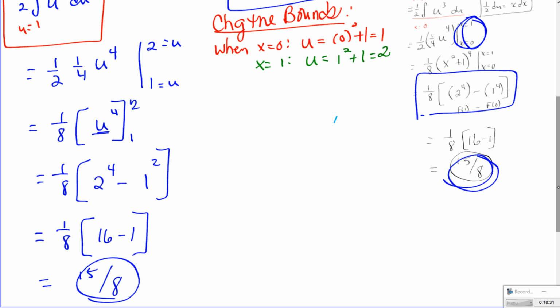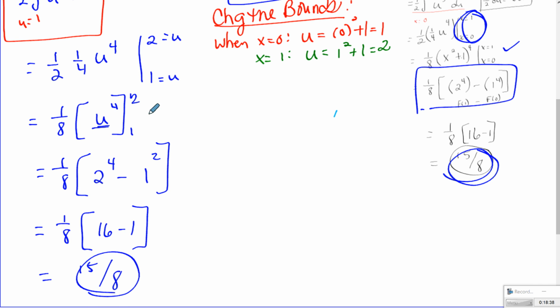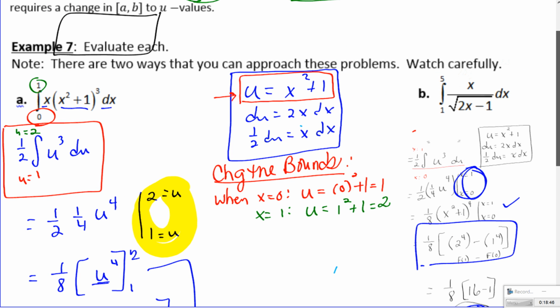So there are two different methods. If you really have an affinity for coming back to x's, I guess you can. If you want to take the easy way, then just proceed using u's. But you've got to remember to change to u's on your bounds.